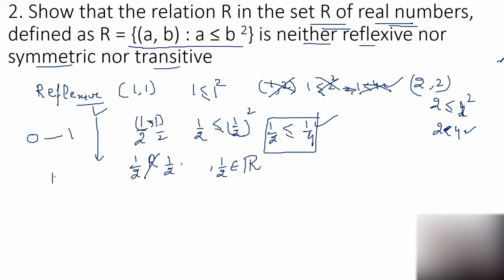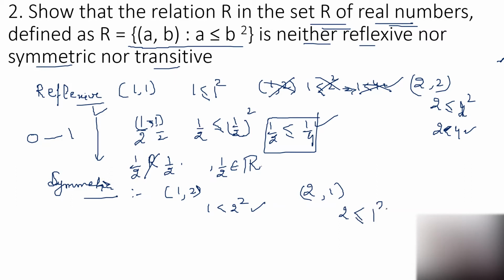Now we need to show that it's not symmetric. For symmetric, the example is very simple. Let us consider 1 and 2. 1 is less than or equal to 2 square. This is true. Now 2 and 1, are these related? Is 2 less than or equal to 1 square? No. It means (1, 2) belongs to the relation, but (2, 1) does not belong to the given relation. Therefore, it is not symmetric.